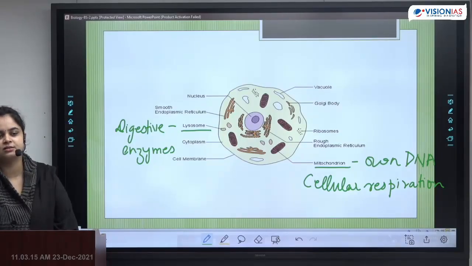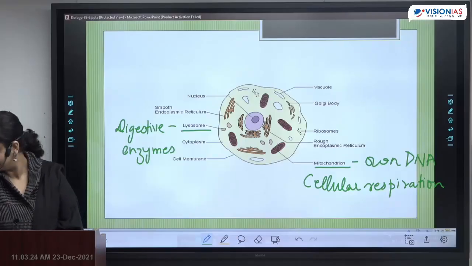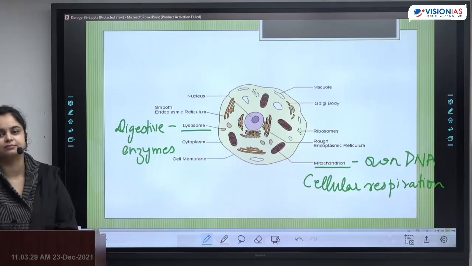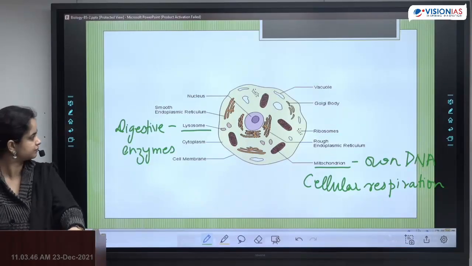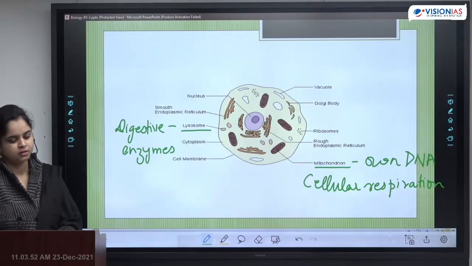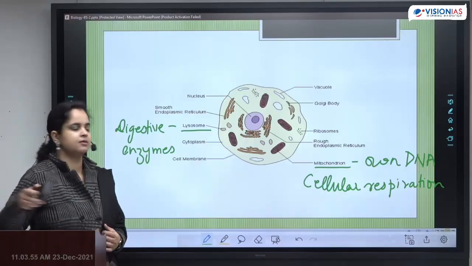by releasing their enzymes into the cytoplasm. They are thus called the suicide bags of the cell.